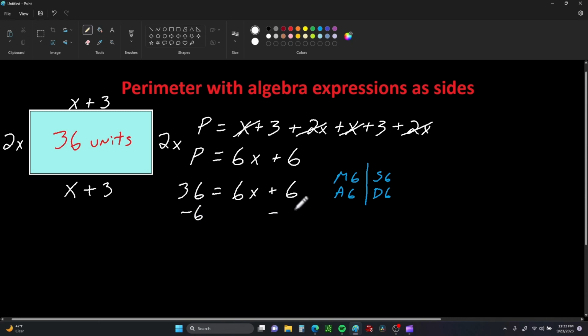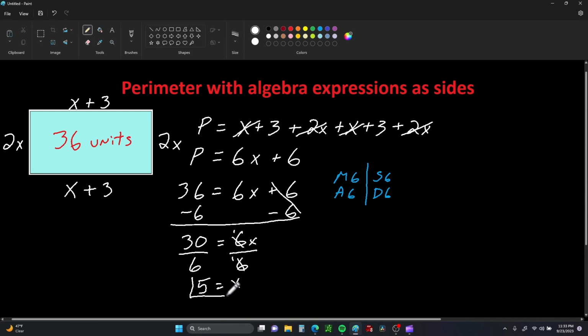I'm subtracting ones from ones. So I have 36 minus 6 is 30 equals 6x. And then this 0 pair just adds up to 0, so I don't have to put plus 0. The next thing to do is divide both sides by 6. And when I do that, 30 divided by 6 is 5. And these simplify to 1, so x is by itself. And this is my final answer.